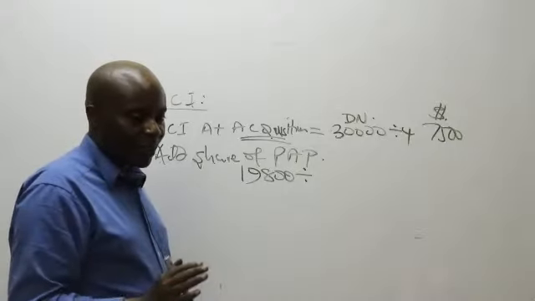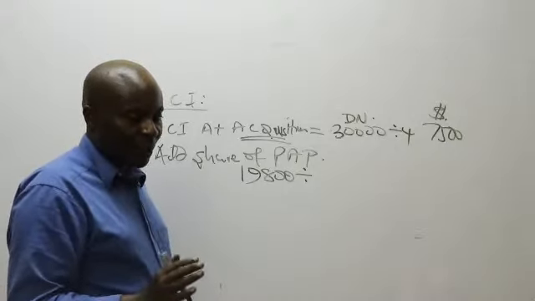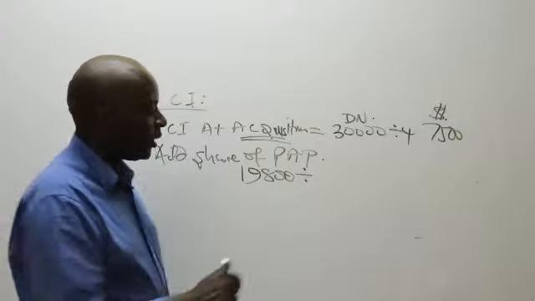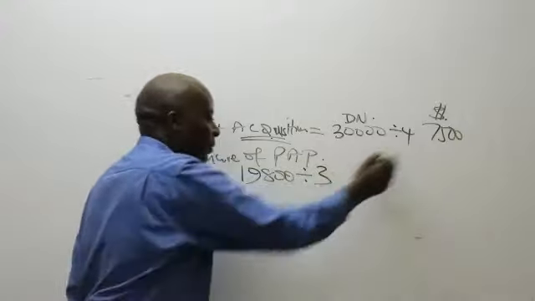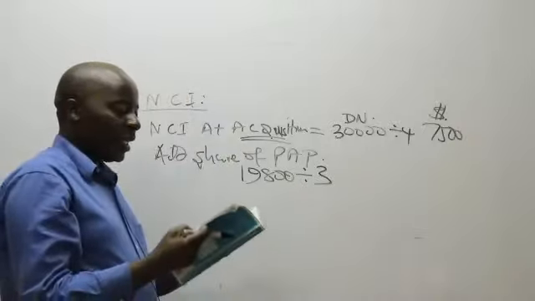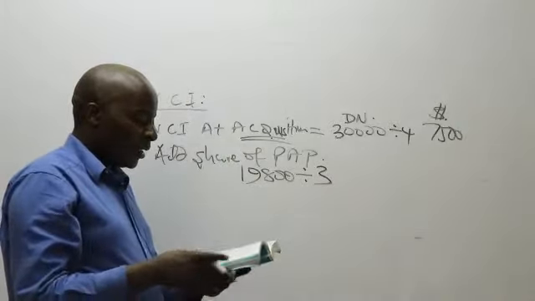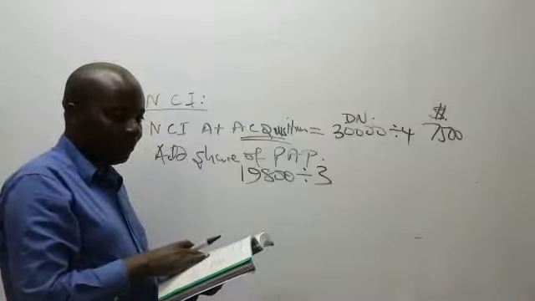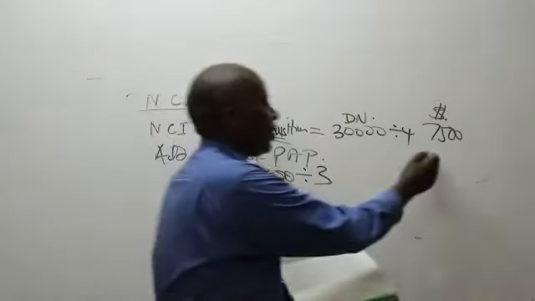What is the average rate? It is 3. So divide by 3. Could you kindly give me a figure to write there? 6,600. Thank you very much.